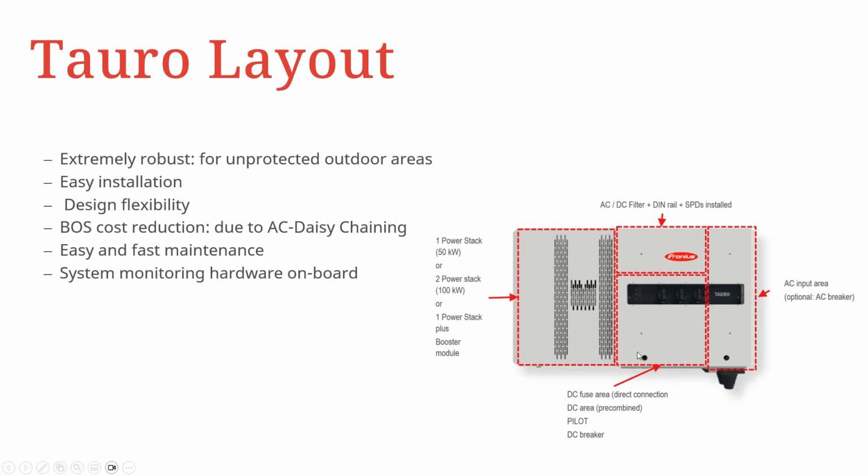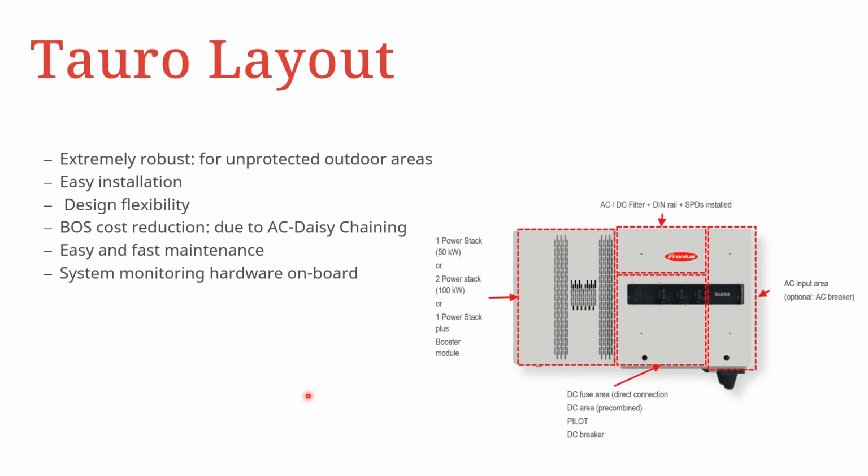We also have the DC connection area. We have the AC and DC filter, plus the DIN rails. Of course, this section also contains the surge protection devices. And then we have the output area, which is the AC, where we have the output of what comes in through the DC.